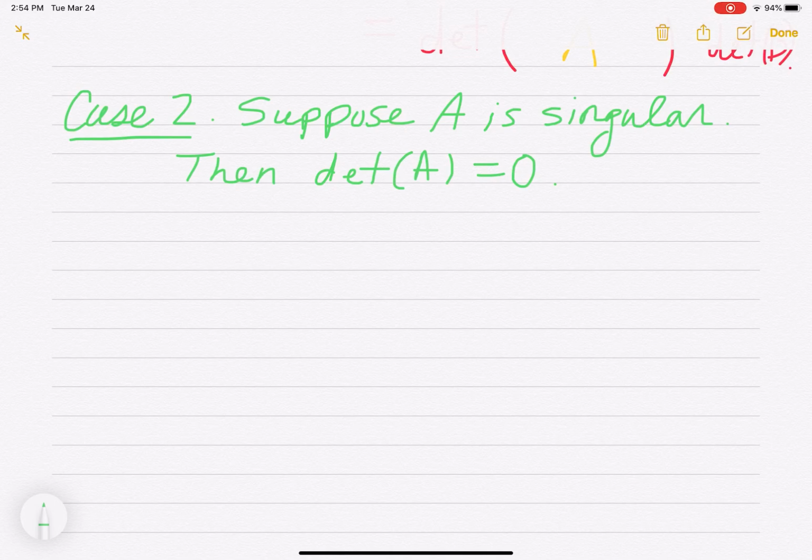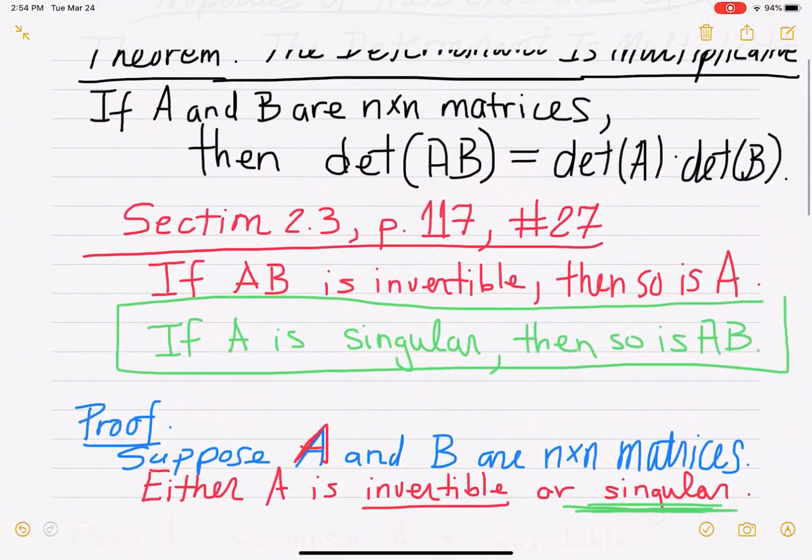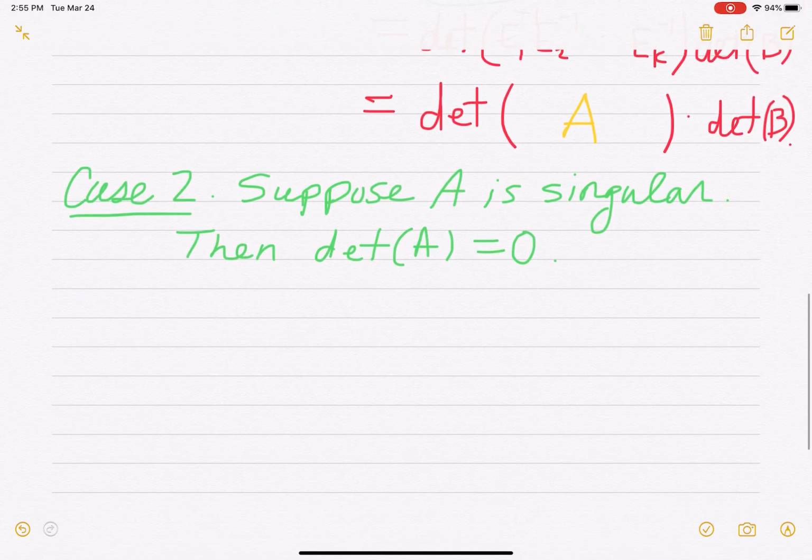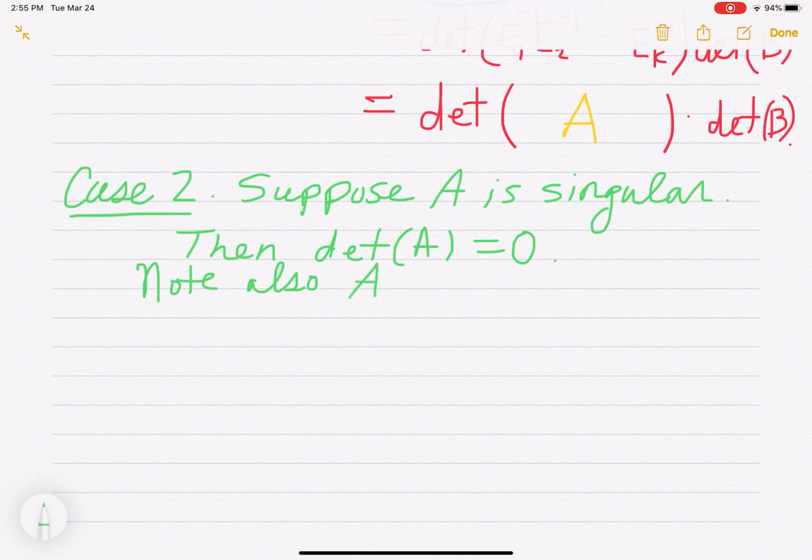Now, at the very beginning of this lesson, we gave you something very important. Let's go back to the very beginning before we started our proof. Remember, if A is singular, then so is AB. So here, in case 2, we have A is singular. So we're going to use that fact that we stated earlier. So note also AB is singular. So what do we know about the determinant of AB? Well, AB is singular. That means then the determinant of AB must be 0 as well.